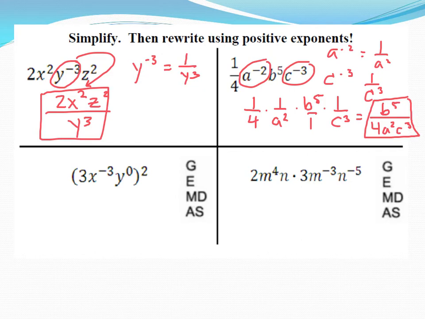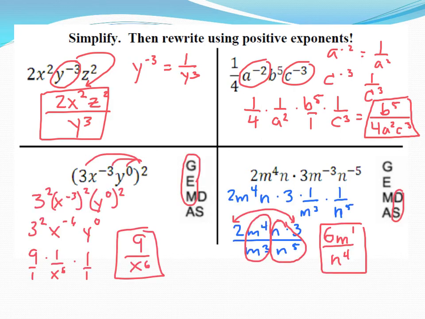Okay, now these ones are going to apply some of the rules we had before, so think back to last section. I want you to pause the video right now and see if you can simplify these next two examples. Again, I put GEMDAS there so you can think about the rules that we talked about, the product rule, power rule, and the quotient rule from last lesson. So give these a shot. Ready, set, go. All right, let's take a look at what we have.